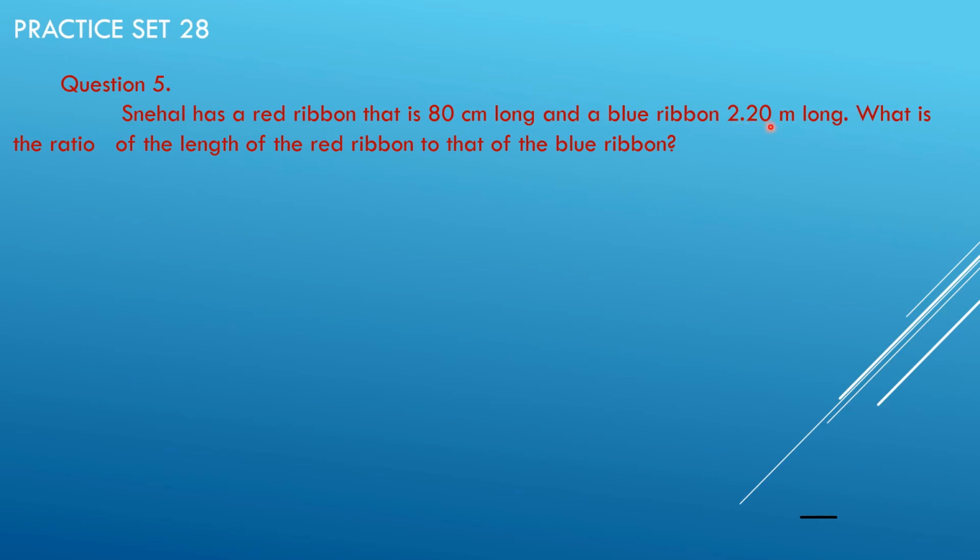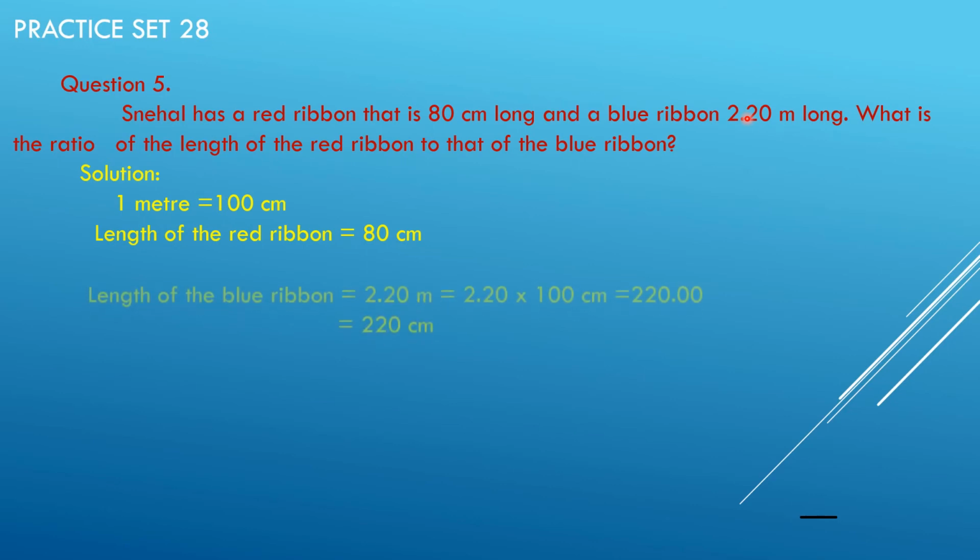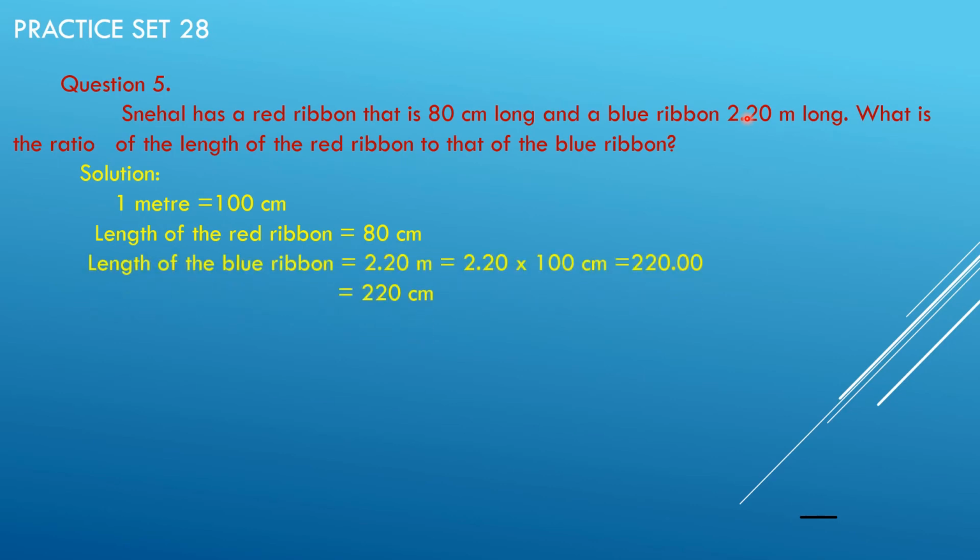The two quantities are in different units. First we have to write these two measures in the same units, and then find the ratio of the length of the red ribbon to the blue ribbon. Solution: here 1 meter is equal to 100 centimeter, the length of the red ribbon is 80 centimeter, and the length of the blue ribbon is 2.20 meter. It would be convenient to use centimeter here.